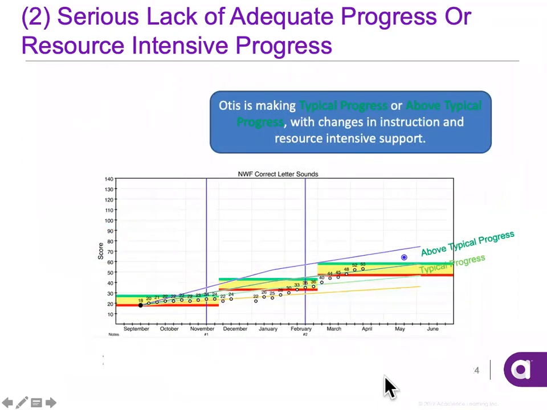So here's a different picture, well, similar picture, but for a different student. In the case of Otis, also starting the school year with the same low score on nonsense word fluency, correct letter sounds, you can see the way that it played out for him across the first grade year, in that by March or April, he was starting to get into this pathway for making above typical progress, and he is now on track for meeting the goal that the teacher set at the beginning of the school year.